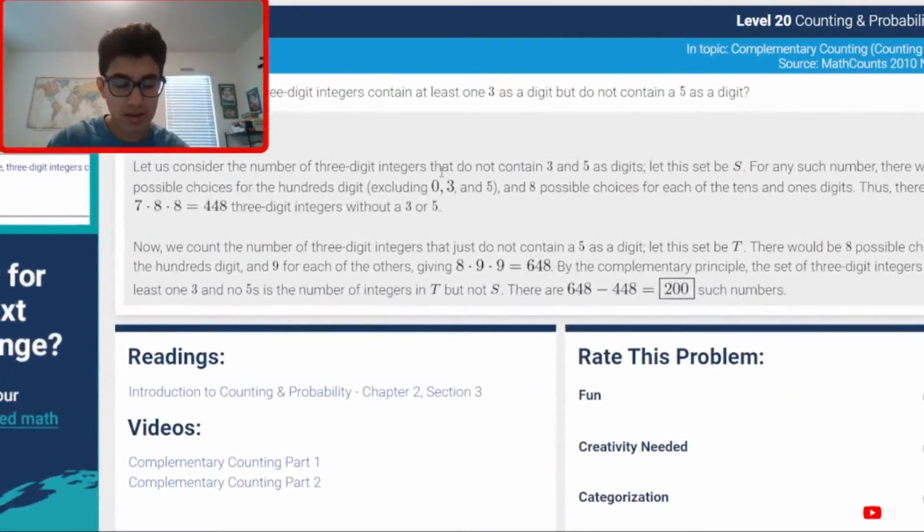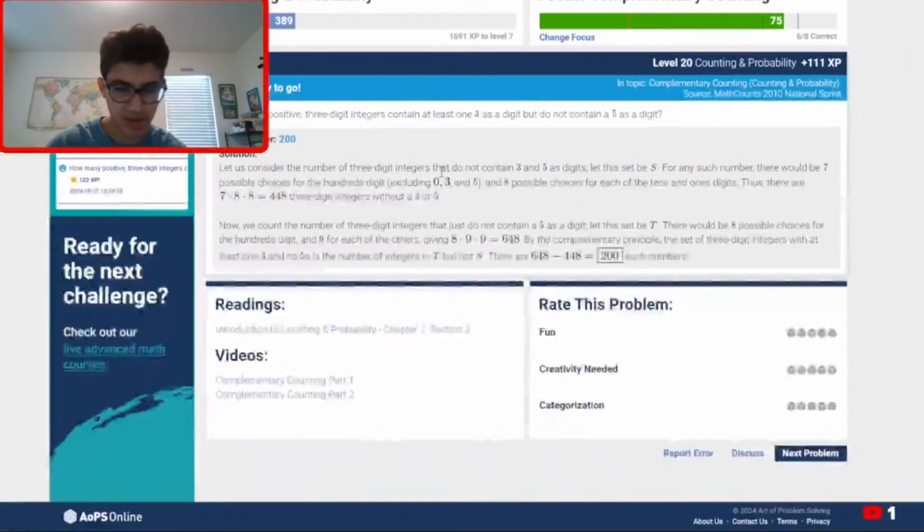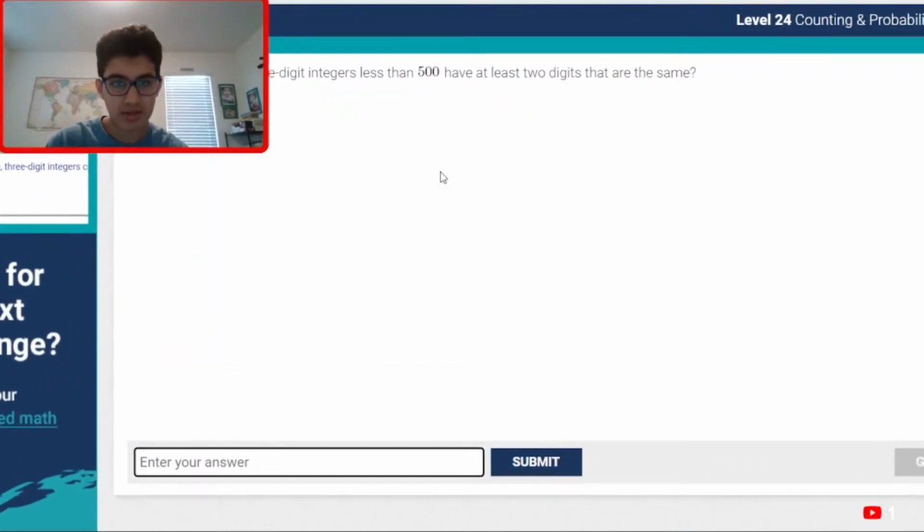Okay. Let us consider the number of 3-digit integers that do not contain 3 and 5 as digits. Okay, whatever. I think they obviously did it using complementary counting, but it's fine.